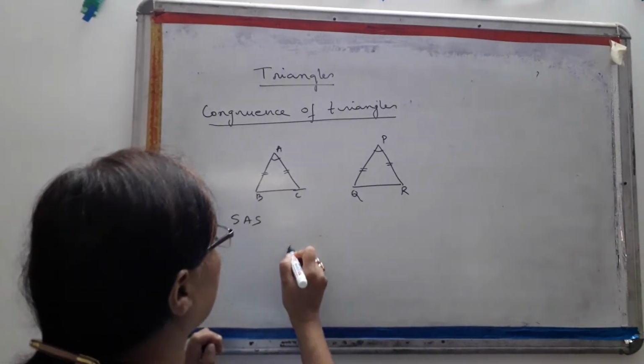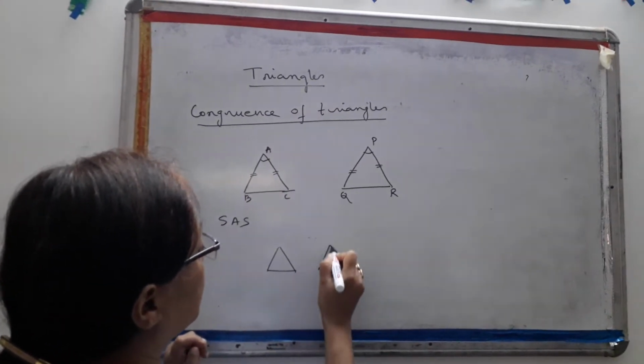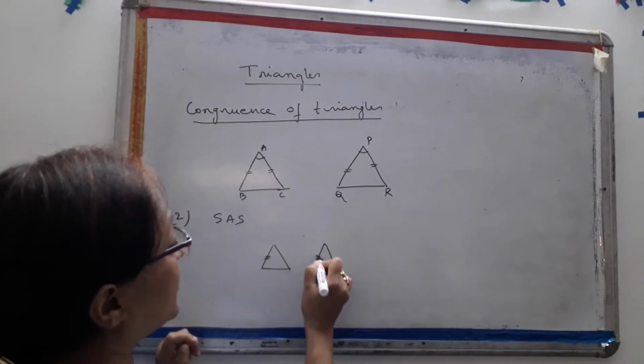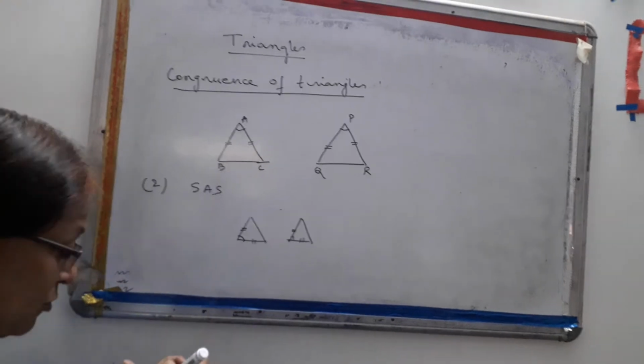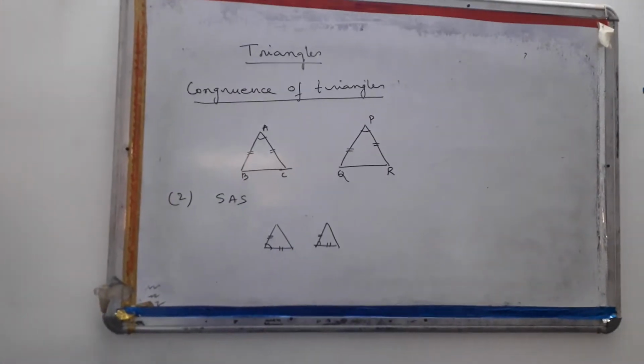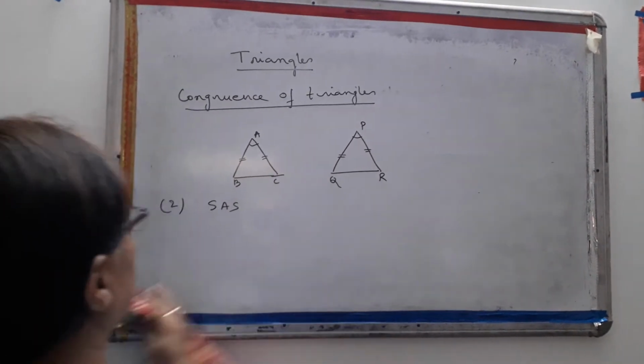Suppose, for example, this is the triangle. This side equal to this side, and this side equal to this side, then the angle should be this one. Okay, so the second condition is SAS, that means side, angle, side.